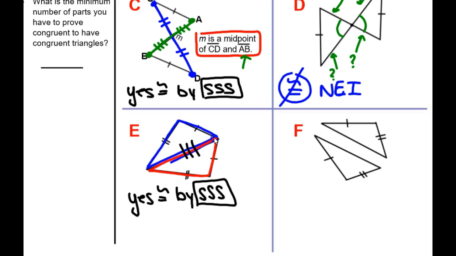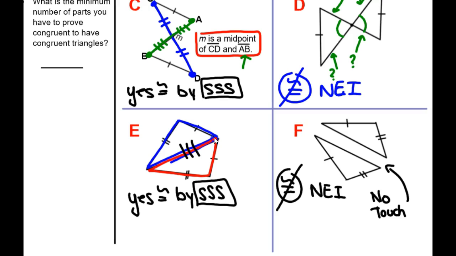The last question that we have here, we want to ask ourselves, are they congruent by side, side, side? Notice that these do not touch. If they don't touch right there, they're not a shared side. That's not reflexive. So are they congruent? Nope. Not enough information. There's no extra marks that we can add to that picture to decide if they are congruent.